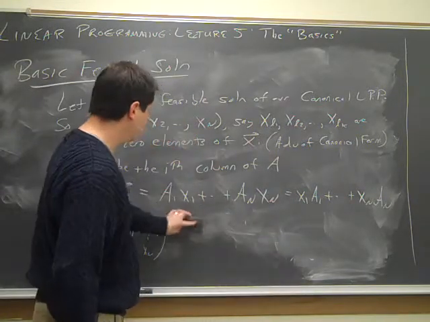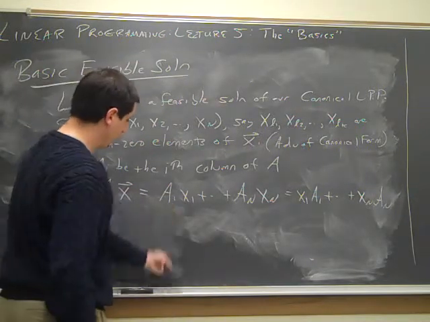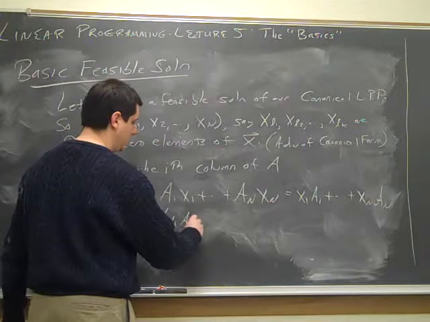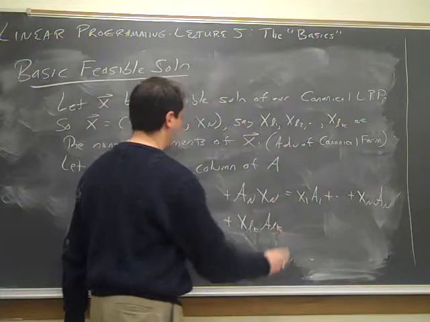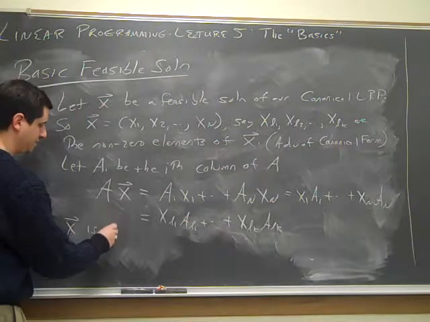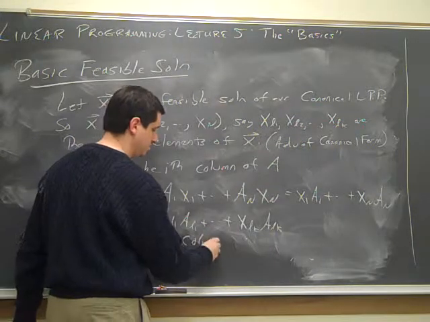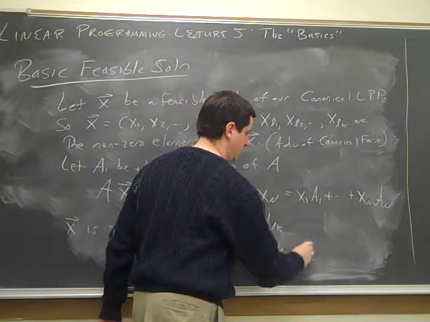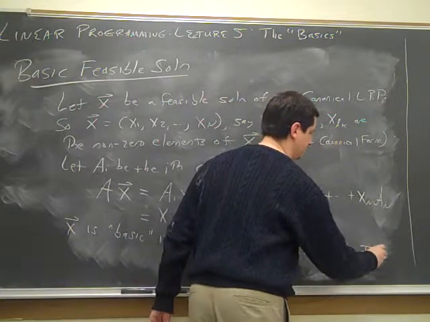But of course, all that really matters are the non-zero elements. Because any x that's 0, the corresponding column doesn't matter. So this is the same as xl1 al1 plus xlk alk. So we say X is basic if the columns al1, al2, alk are linearly independent.